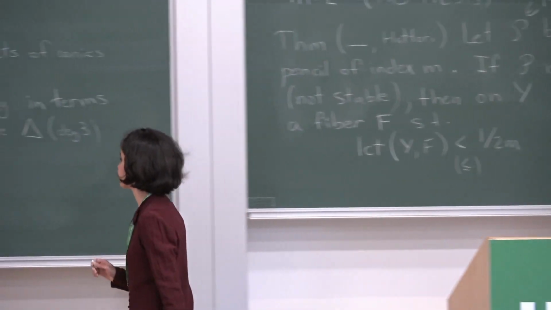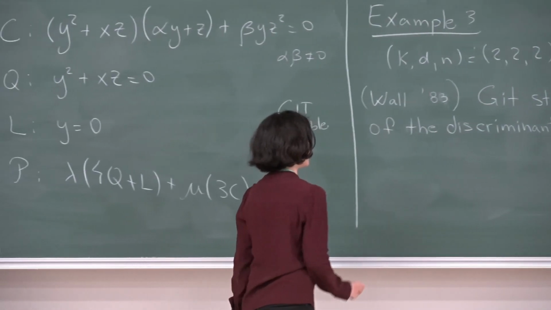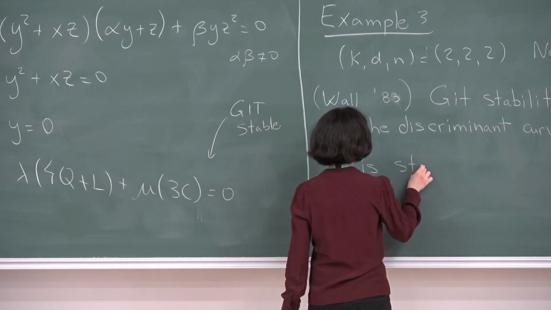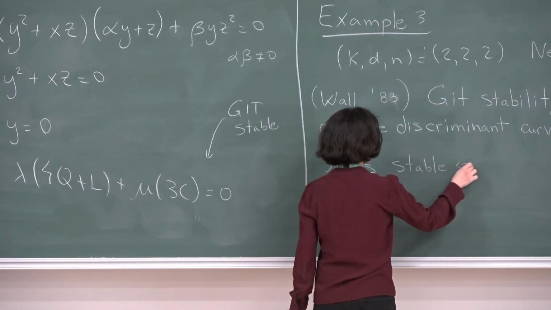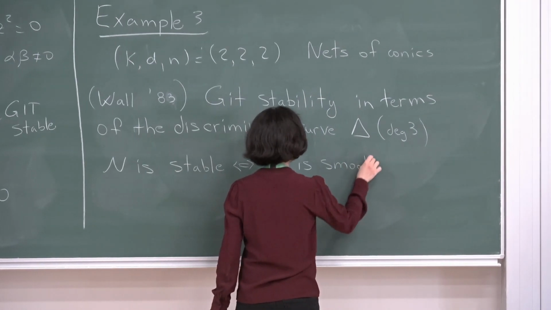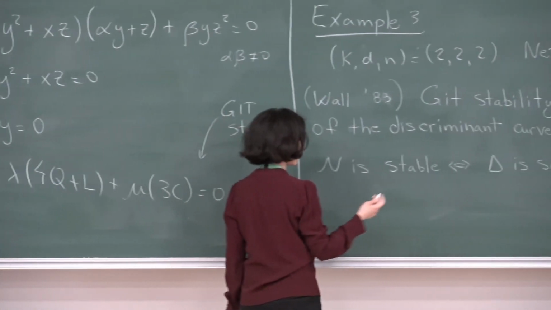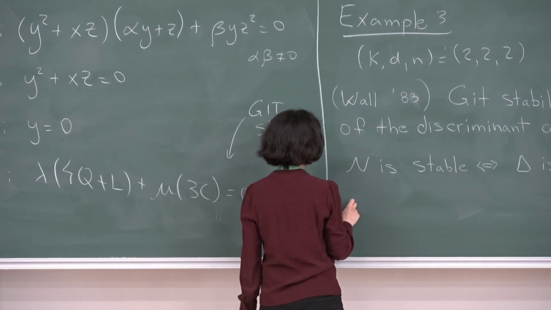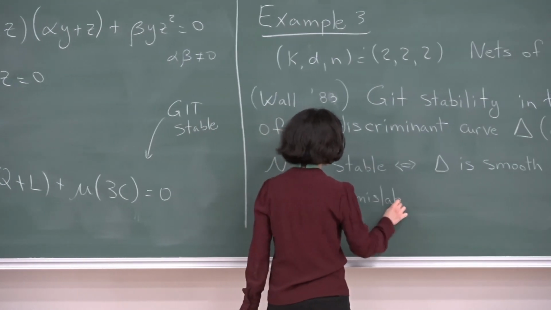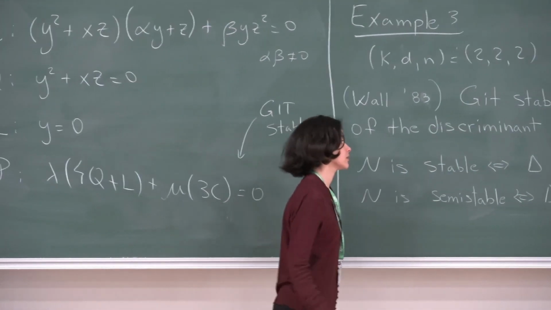So it's actually 83. Okay, so what he proves is that a net of conics is stable if and only if the discriminant curve delta is smooth, and the net is semi-stable if and only if this cubic has at worst nodes.